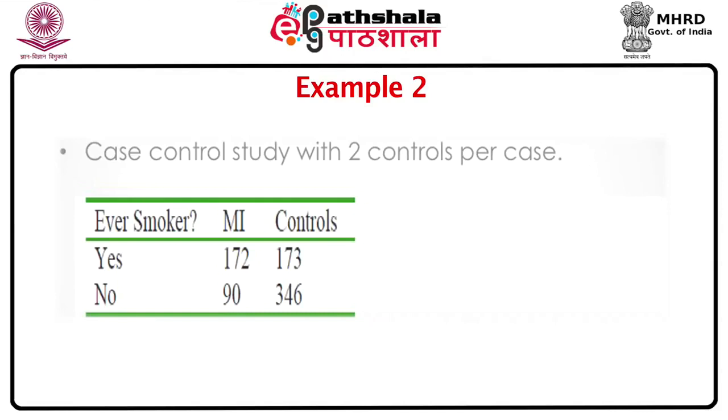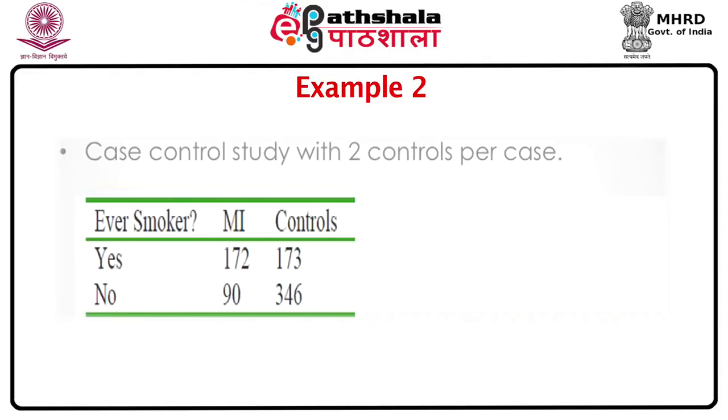Now we can see here a similar 2 by 2 table in example 2, where along the rows we have looked at whether or not a person is a smoker, and along the columns we have looked at whether or not the person has MI and something which has been referred to as a control. Now, although this table is similar in appearance to the table which arose from the clinical trial, in practice, it is in fact very different.